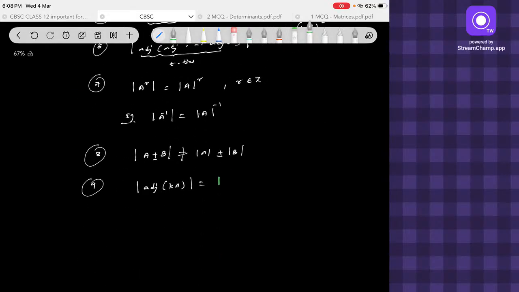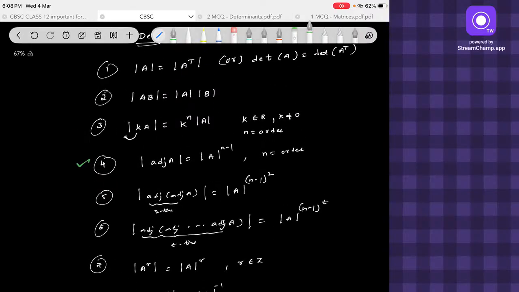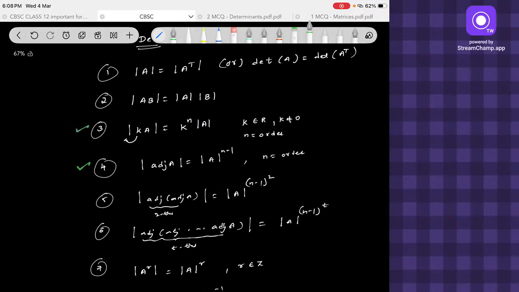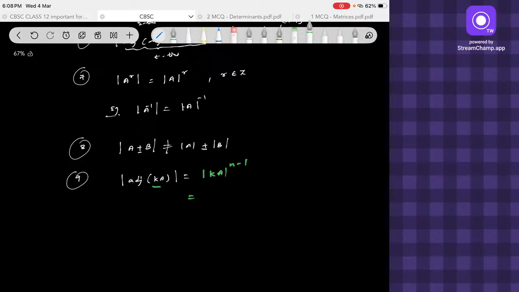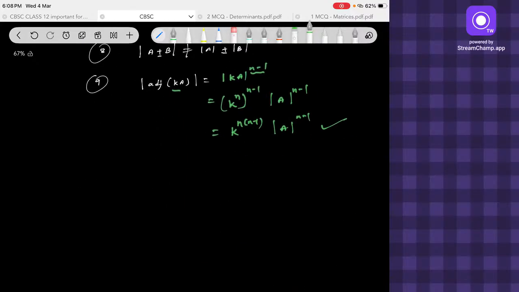In place of A, kA is there: kA whole power of n minus 1. Then after that you apply the third formula: if k is any real number, if you take k outside, k power of n. And also n minus 1, here one more power is there: k power of n into n minus 1, determinant of A power of n minus 1. This is the formula you should remember. This is very important.